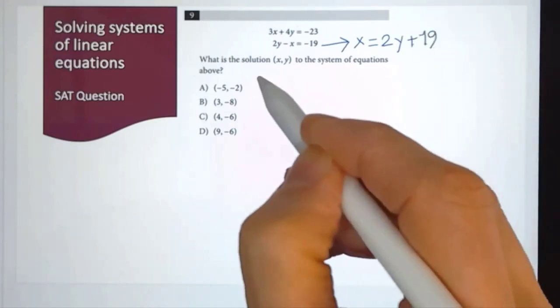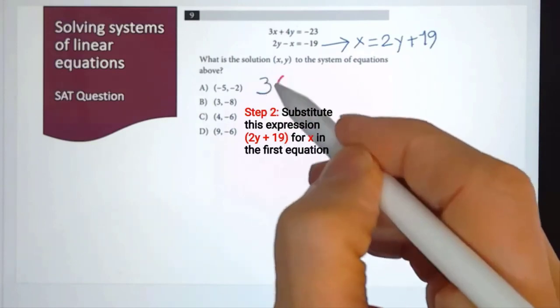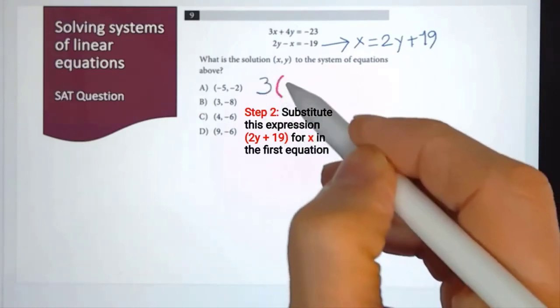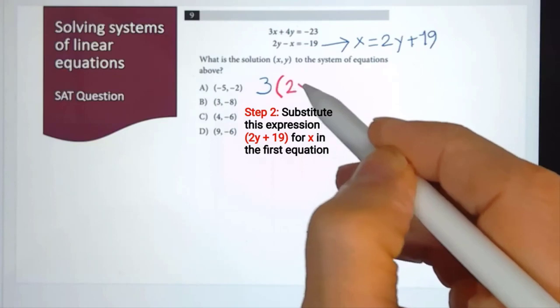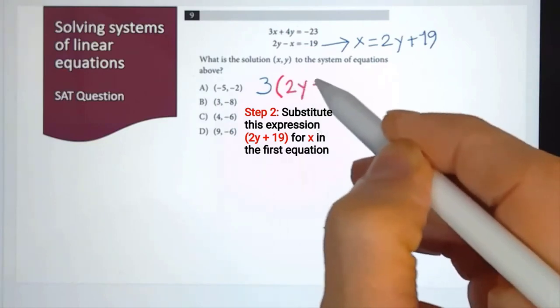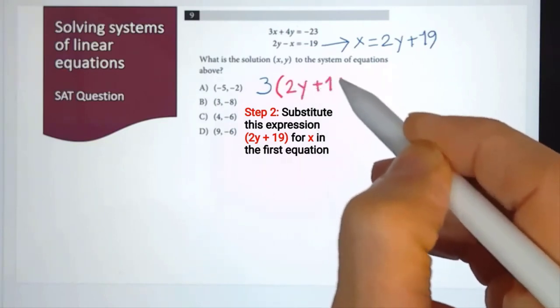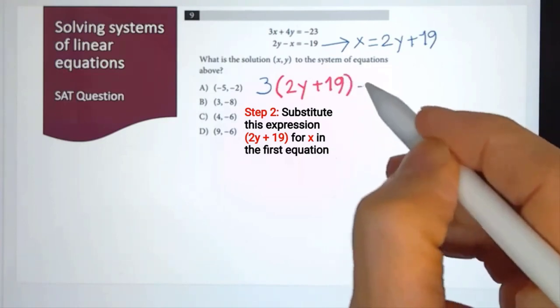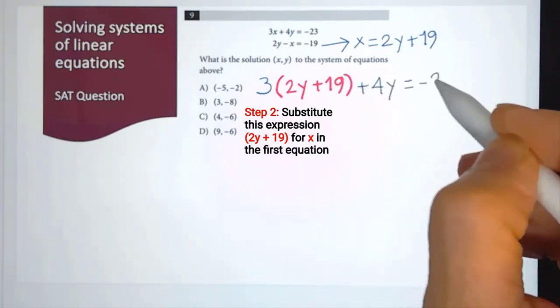Now, on to step 2. We substitute the expression we just found for x into the first equation. This gives us a new equation: 3 open parentheses, 2y plus 19, close the parentheses, plus 4y equals negative 23.